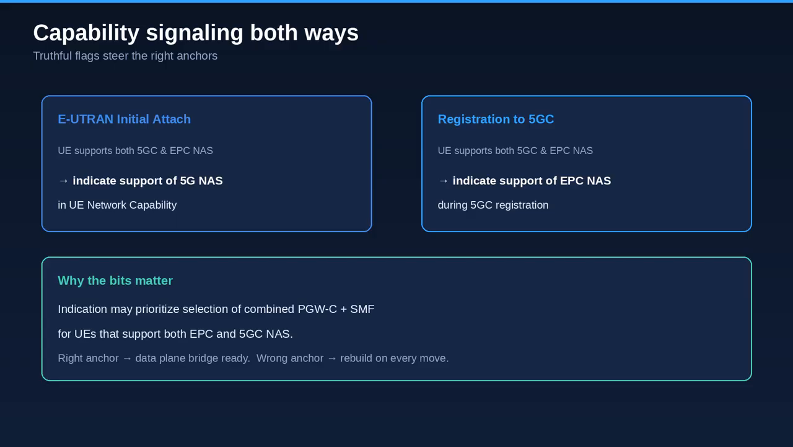Real-world stakes. Pick the wrong anchor and every intersystem move becomes a rebuild. Pick a combined PGW-C plus SMF and the data plane has a bridge already waiting. Capability signaling is how that preference gets triggered.